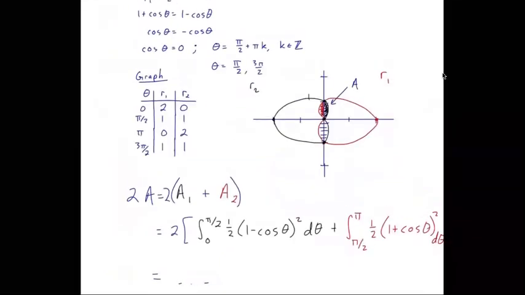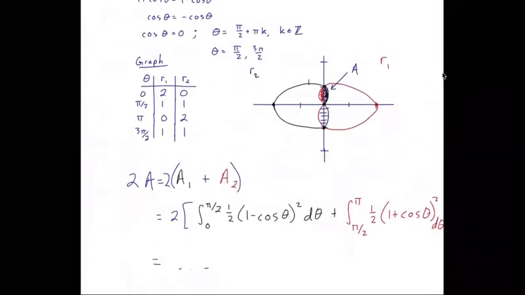We're going to double the area, which is the area in black plus the area in red. The area in black, again, that's from 0 to pi over 2. That's for R2, or R1 rather, the red curve. Okay, and that's going from 0 to pi over 2, 1/2 times 1 minus cosine theta. Right, so that's this R2 curve, 0 to 1.